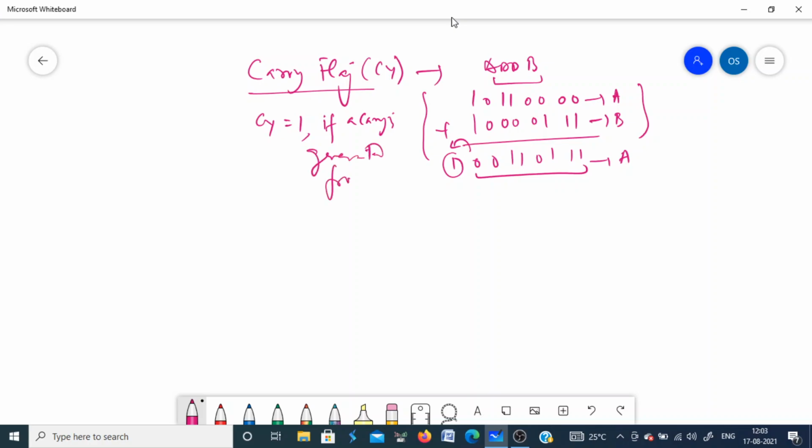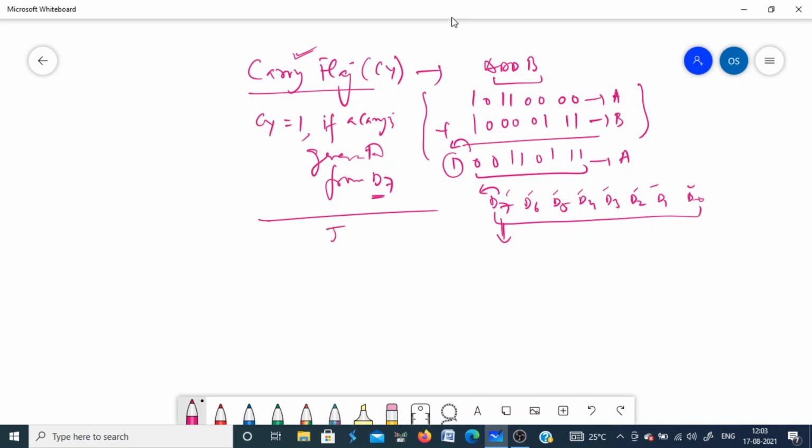from the MSB, or we say bit D7. D7 means it is like this: D7, D6, D5, D4, D3, D2, D1, D0. So these are different bits of an 8-bit number. So whenever any arithmetic operation results in a carry from bit D7, your carry flag is set. And if there is no carry, of course it is reset.